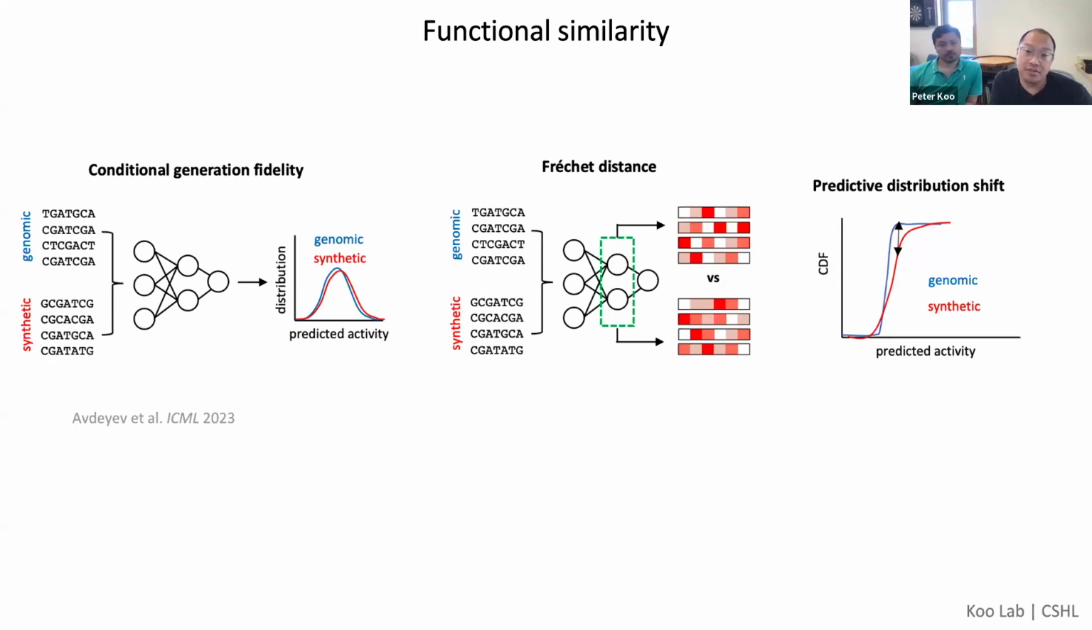The Fréchet distance is similar, but instead of predictions, it measures the probability of sampling the synthetic sequences according to a multivariate Gaussian model of the penultimate representations from a supervised oracle. And another way to view this is through the predictive distribution shift, which measures the largest gap in the cumulative distribution function of functional labels given by a supervised oracle again. And we do this for matched genomic and synthetic sequences, matched by activities. And the measure is essentially the Kolmogorov-Smirnov test statistic.